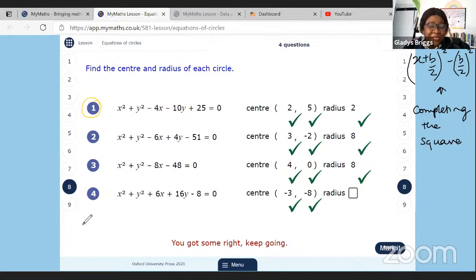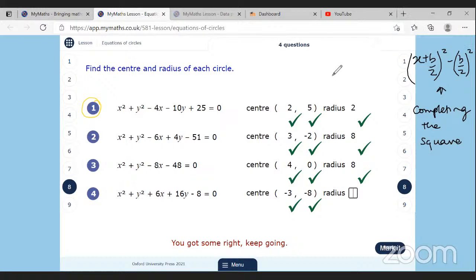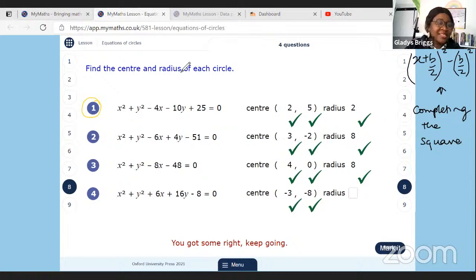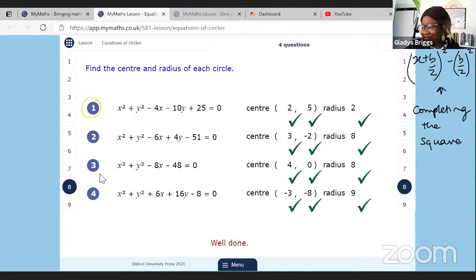Okay, let's see. Maybe you mixed up the signs somewhere. It's very easy to mix up the signs. It's 9, Abdurrahman. Okay, let's see. Well done. And maybe you got 9 and you wrote that.